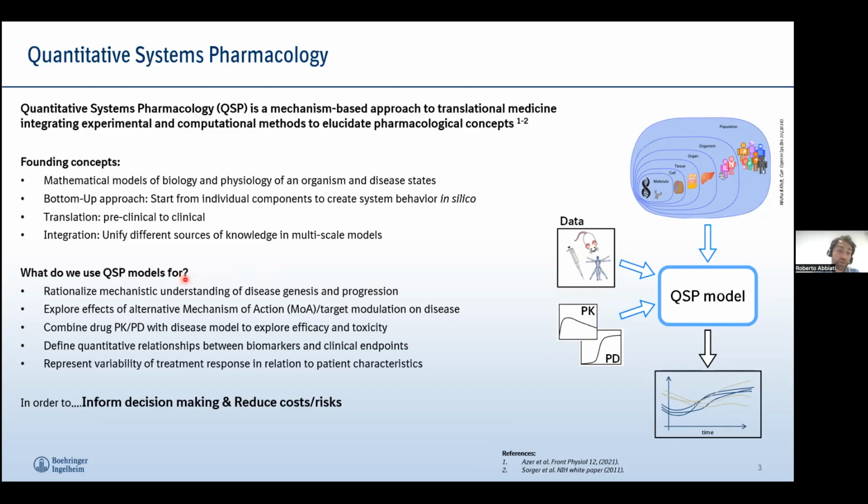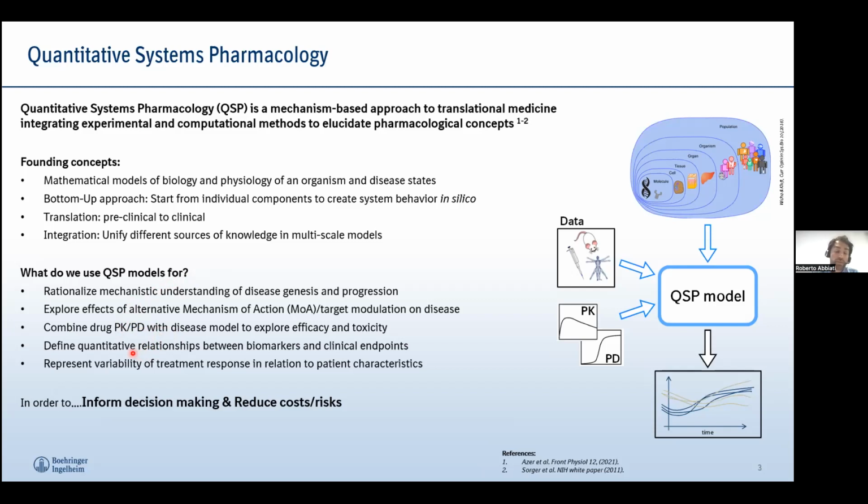We can apply this to create a mechanistic rationale to understand the disease onset, the disease progression. We can also explore alternative mechanisms of action, right? If we know how the disease is represented and is progressing, we can also try to virtually modulate this disease, targeting different mechanisms of disease progression and see how that would play out in the long term. We can also combine this with specific drug information, pharmacokinetic, pharmacodynamic, to try to predict the efficacy, toxicity, or maybe optimal dosing and schedules.